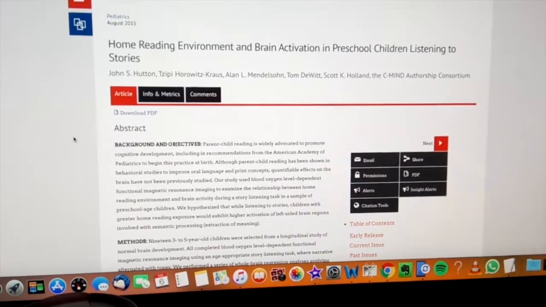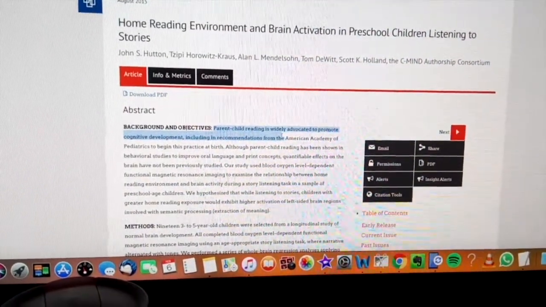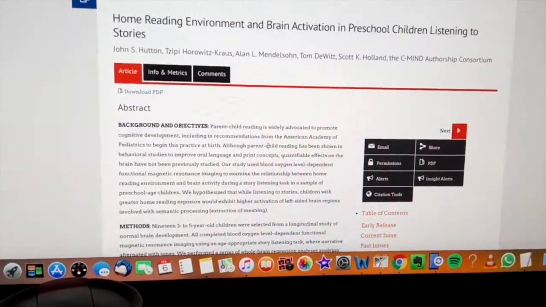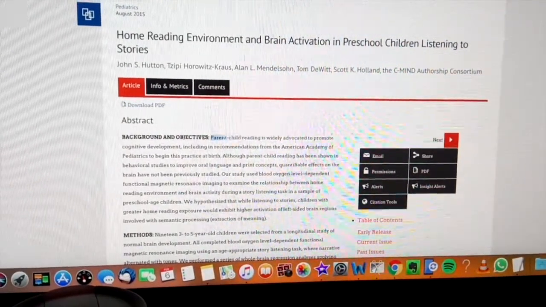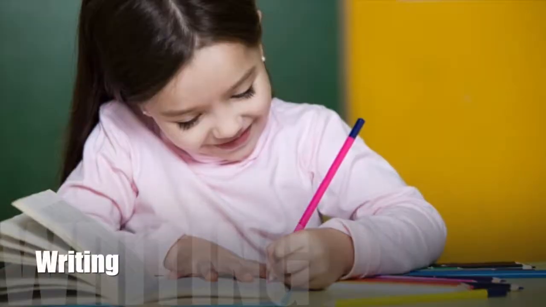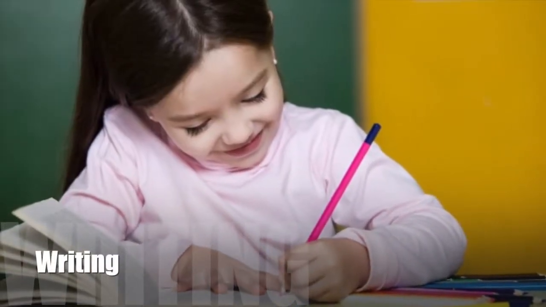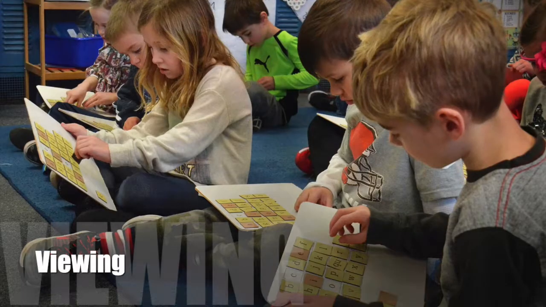The importance of reading has been shown by various studies that have proven that when parents read to their children, especially in those early years, this really helps their children because they have expanded vocabularies and they've gotten a head start on reading. Number 4 is writing. Reading and writing often go hand in hand with one another. And number 5 is viewing.